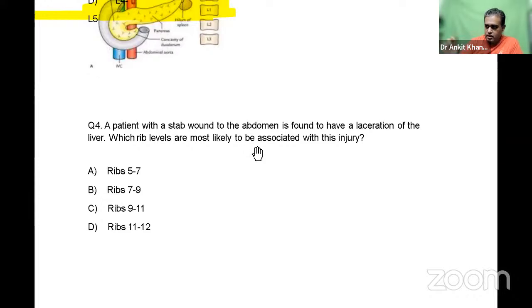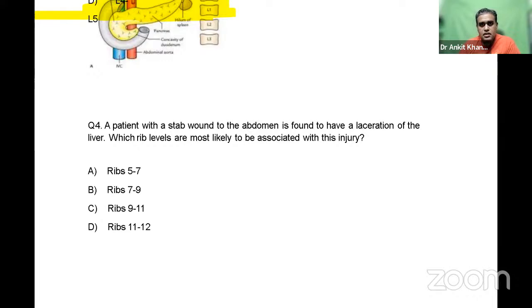A patient with a stab wound to the abdomen is found to have a laceration of the liver. Which rib levels are most likely to be associated with this injury? A bit of a tricky question is the word I should be using for this particular question. Tricky question.